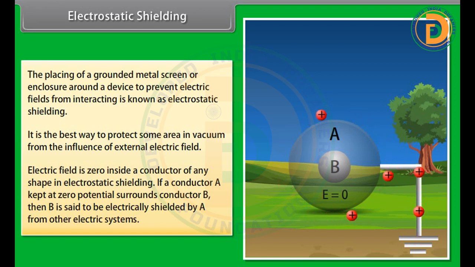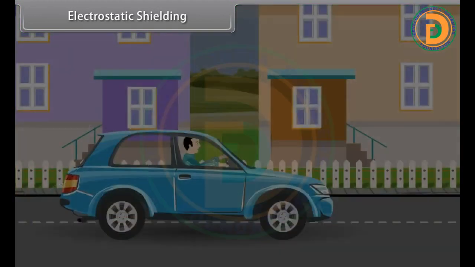If a conductor A kept at zero potential surrounds conductor B, then B is said to be electrically shielded by A from other electric systems. For example, in a thunderstorm accompanied by lightning, it is safer to be inside a bus or car rather than near a tree or open ground.